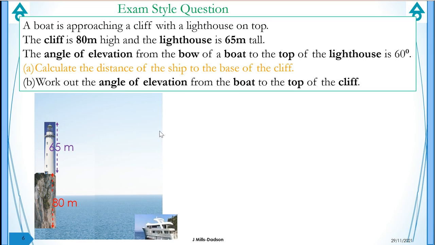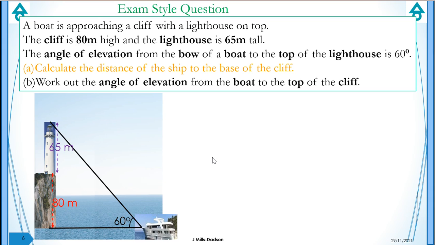And the angle of elevation from the bow. So this is the bow, the pointy bit, the very top end of it is the bow. When we say angle of elevation, it is the angle from the horizontal of the bow to the top. So angle of elevation is the angle between the horizontal and as you open upwards. So if it is 60 degrees, that means from the bow to the top of the lighthouse. So this is 60 degrees.